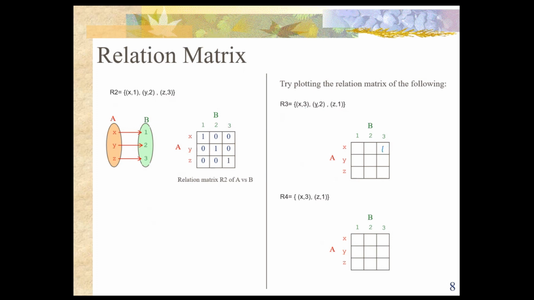And then, okay, moving on to the next one: is Y connected to 2? So we go to the second row, Y, and look out for column 2. And then finally, the third ordered pair is row Z connected to 1. Okay, so this is how you produce the matrix for R3.